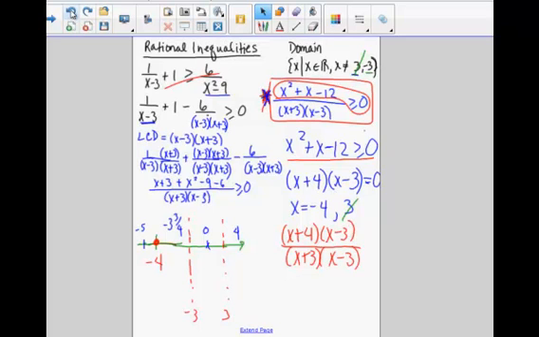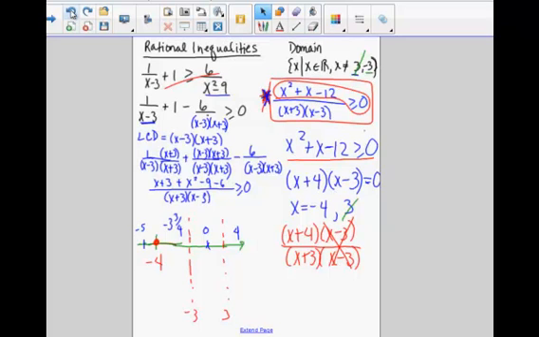Now what happens is I don't need to worry about that because anything I plug in is going to come out exactly the same. So my test points, I have to plug back into my original inequality to see whether they give me a positive or a negative. I can't plug them just into the quadratic because that's not actually the full inequality. So let's try the negative 5 first.